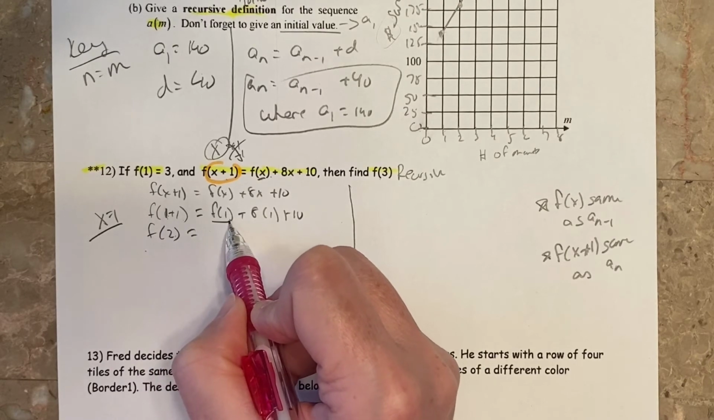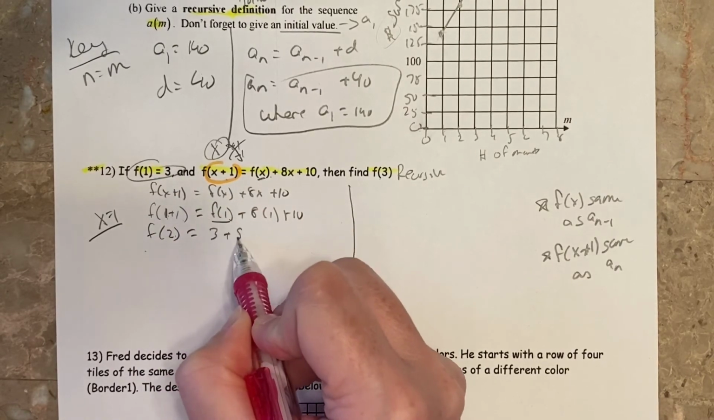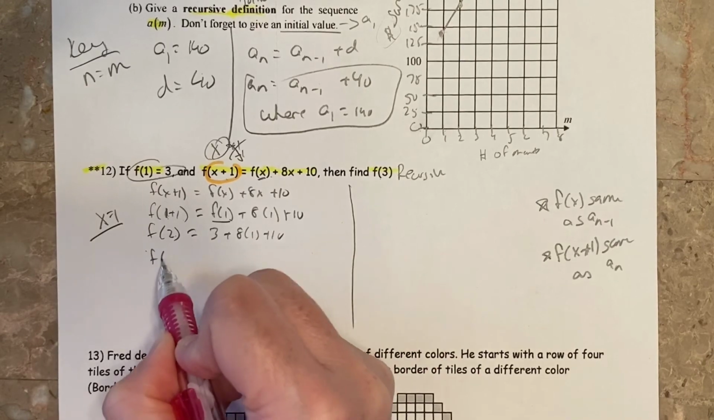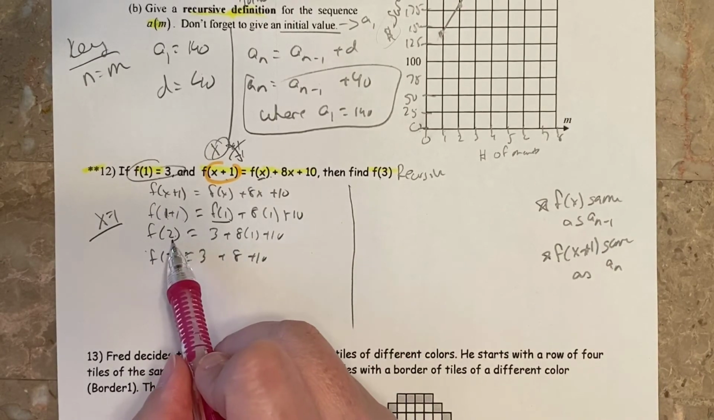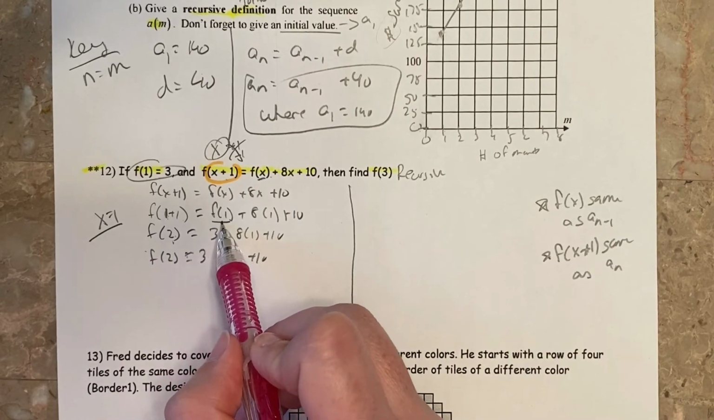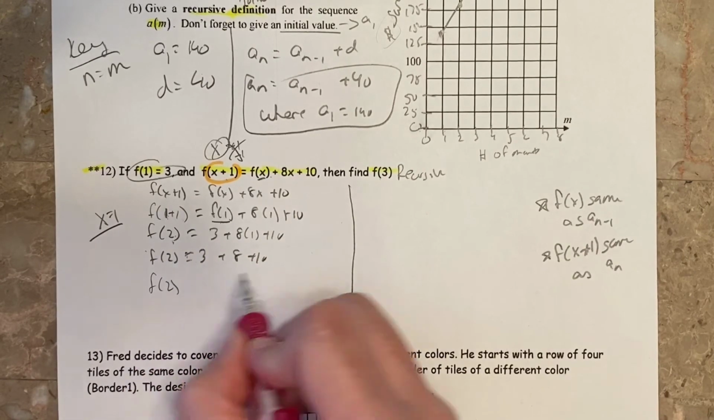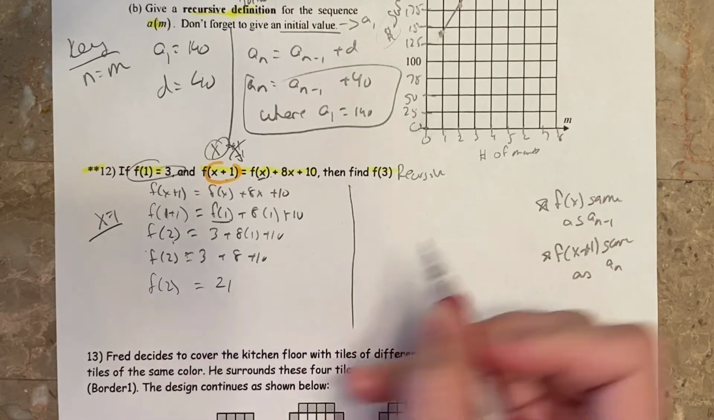So f of 1 is 3 plus 8 times 1 plus 10. So f of 2 equals 3 plus 8 plus 10. And again, it's recursive because to figure out the second one, you want to use the first one, the one before it. So f of 2 is 21.